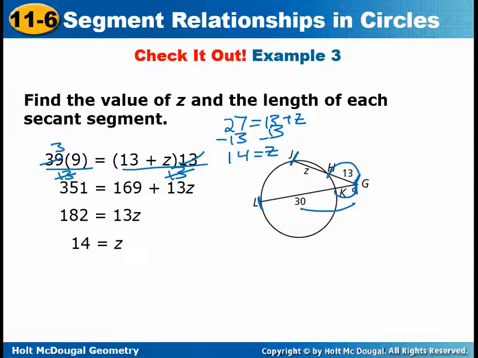And then we have to find the length of JG, which is 27, and LG is 39.